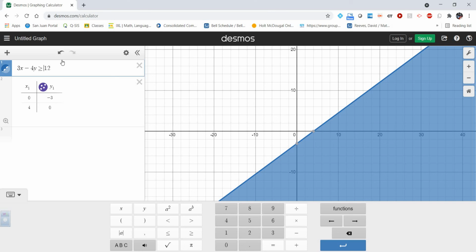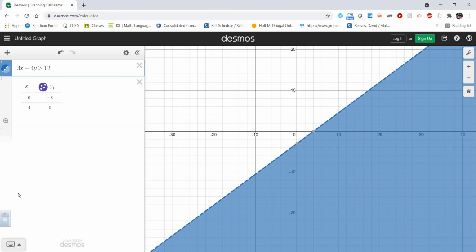That would be all the values that, when you put in x and y, you get a value greater than or equal to 12. Equal to 12 would be on the line. And of course, greater than, we just get that dashed line there. Okay, so what do you want to do? You want to graph the line, and then you want to check (0, 0).